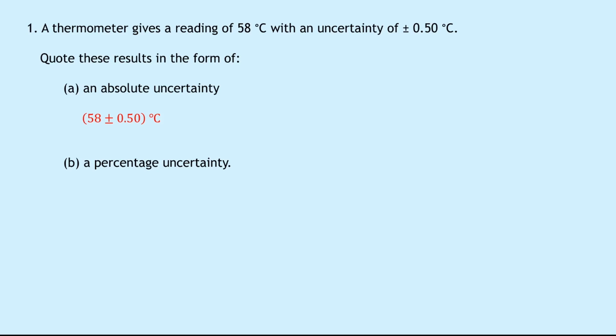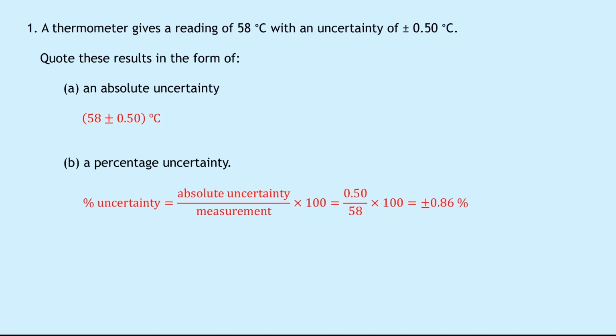Now remember, from the theory we have that the percentage uncertainty is equal to the absolute uncertainty divided by the measurement times 100. So when we do this, we get 0.50 divided by the 58 times 100 gives us plus or minus 0.86%. So a relatively small percentage uncertainty there.